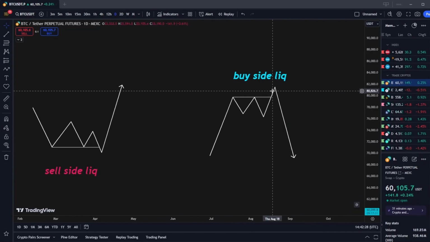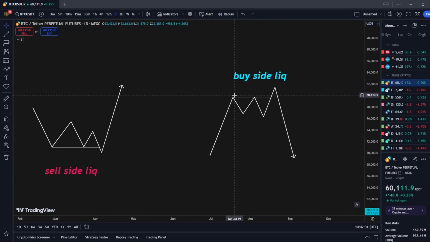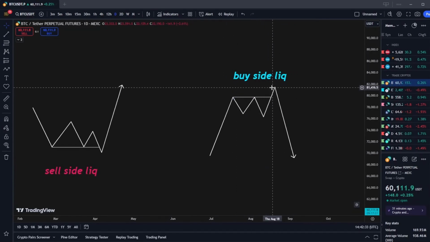The same goes for buy side liquidity. When there is a lot of stop losses being placed above here, those stop losses are hit, the institutions are allowed to sell because there's mass liquidity in the market and the price moves down.